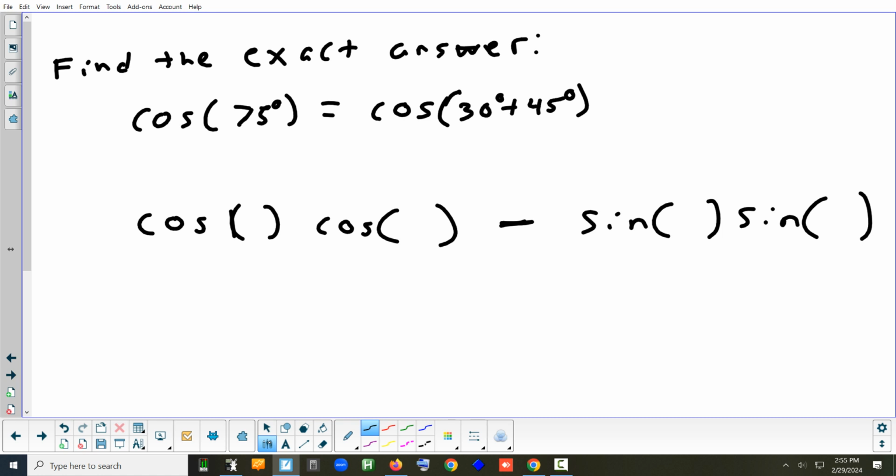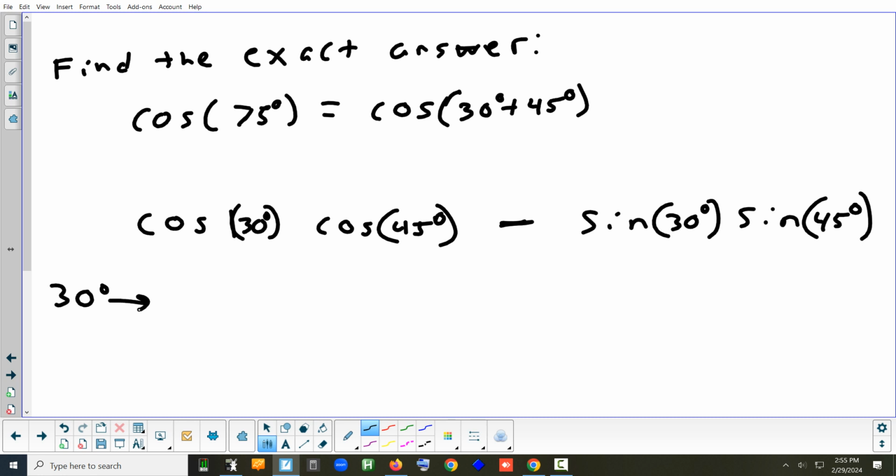And what's going to be my first angle that I fill in? 30. Second angle? 45. Yep. And then we have to figure all of those out: 45, 30, 45. All right. So if you're not sure what those are, it's probably going to be helpful to write down the coordinate on the circle, and then we can figure them out.